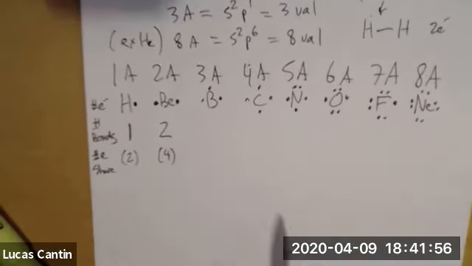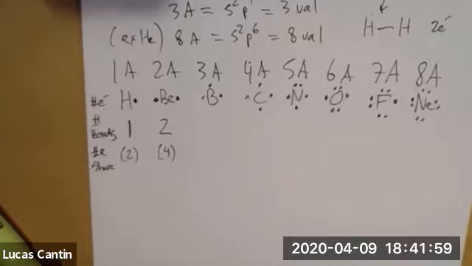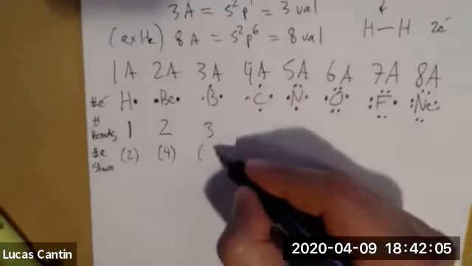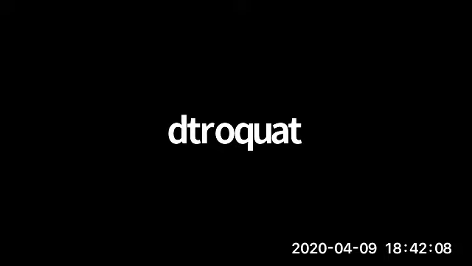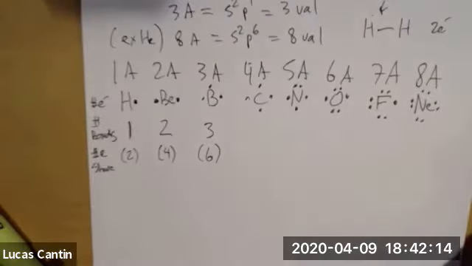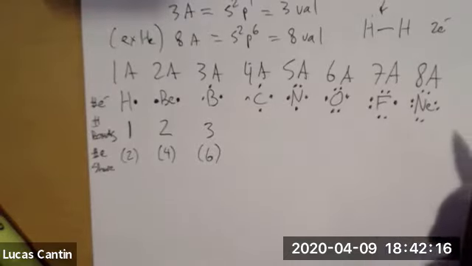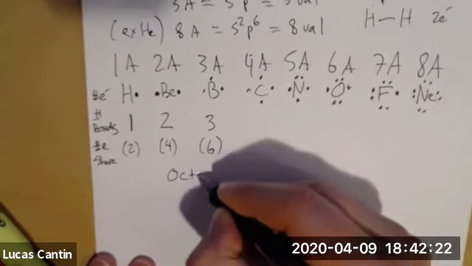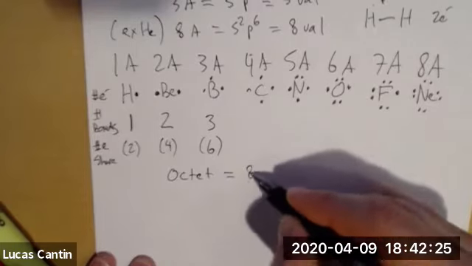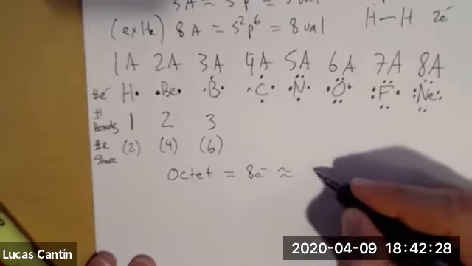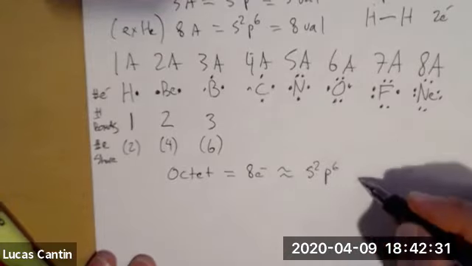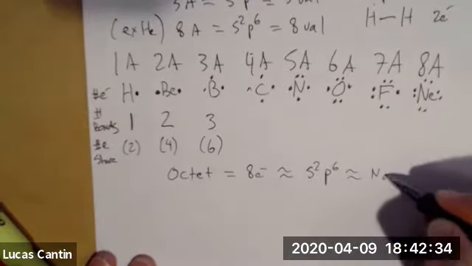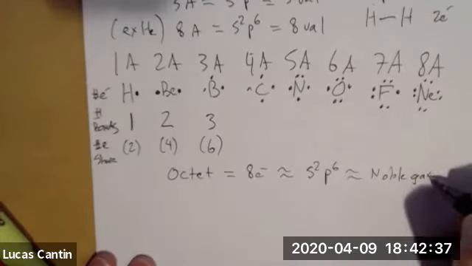What about boron? How many bonds? 3. Good. And if it gets 3 bonds, how many electrons total will it have with sharing? Following this pattern, 6. Good. So boron's also electron deficient. It wants to have 8, right? So in general, there's an octet rule. Octet usually means getting 8 electrons, which approximates having an s2p6, which would approximate a noble gas, which is very stable.